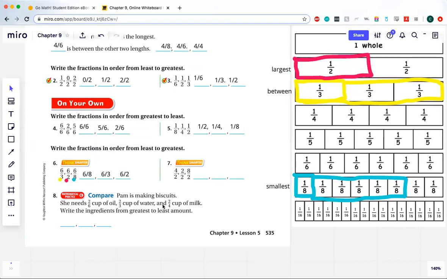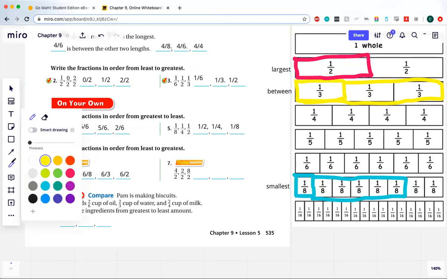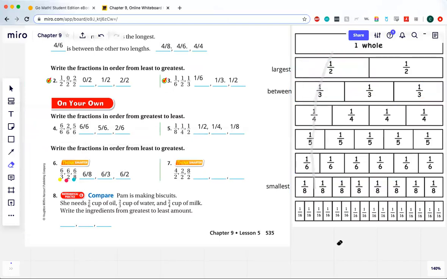All right, now, let's look at number 7. For number 7, all of our pieces are going to be cut into the same shape. So if they're all going to be cut into the same shape, then that means, get rid of these because we don't need these. How do we need to look at this? If we know that all of them are going to be cut into halves, then all we need to think about is which numerator is the biggest, which is the smallest, and which one is in between.